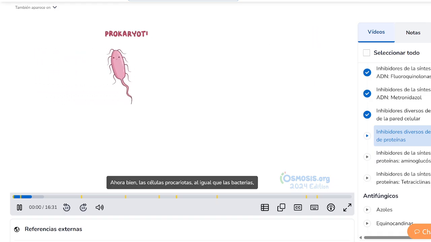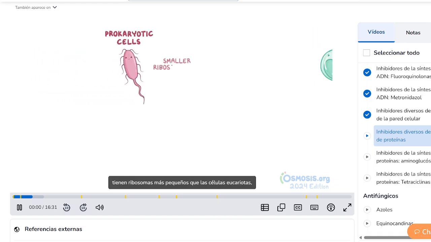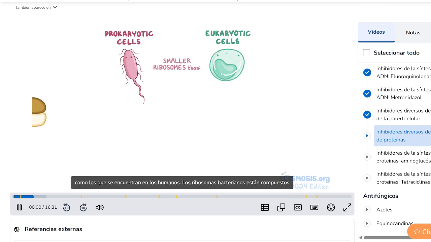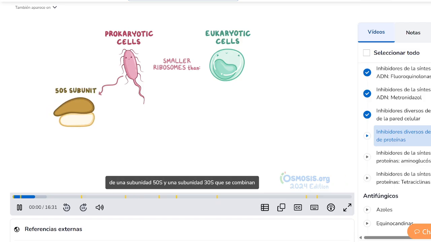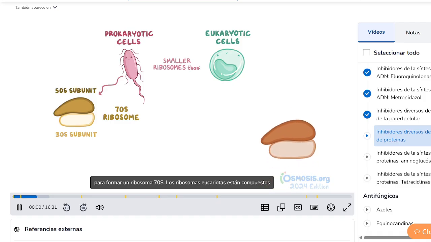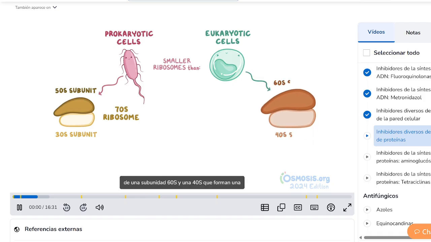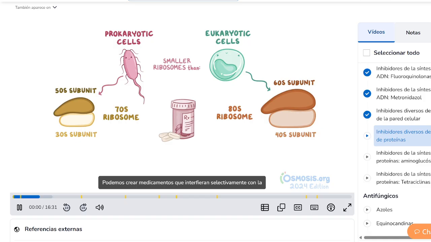Now, prokaryotic cells, like bacteria, have smaller ribosomes than eukaryotic cells, like those found in humans. Bacterial ribosomes are made up of a 50S subunit and a 30S subunit, which combine to form a 70S ribosome. Eukaryotic ribosomes are made up of a 60S and a 40S subunit that form an 80S ribosome. Since these proteins are different, we can create medications that selectively interfere with just the bacterial ones.